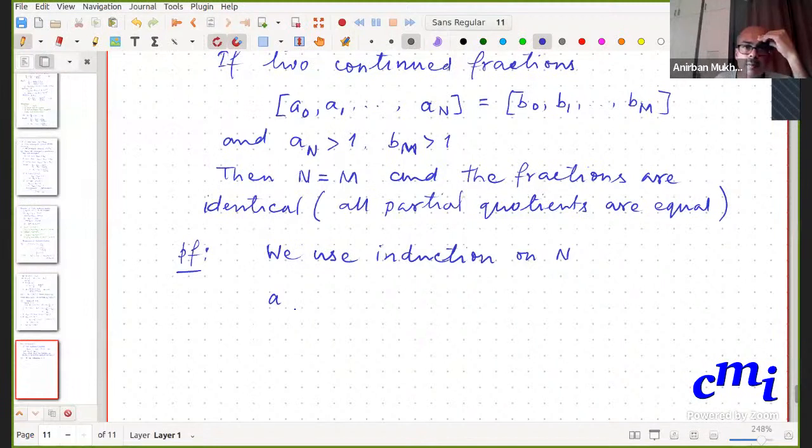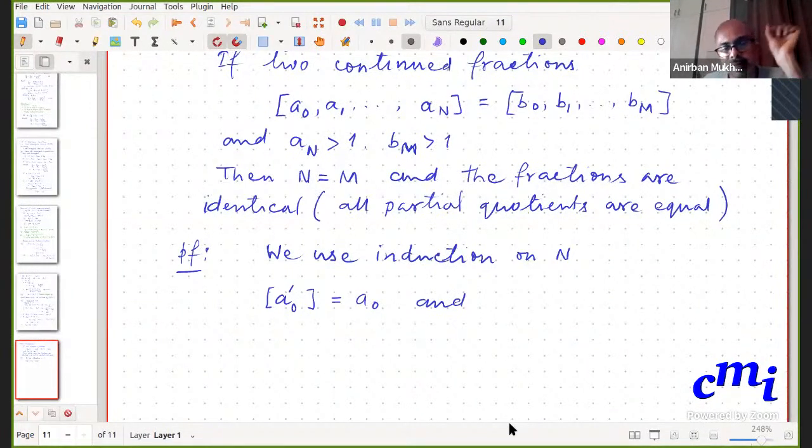So we use the last theorem all the time. So what does it say? It says that A naught dash is equal to A naught, and so the integral part of the nth complete quotient is the nth partial quotient. So an is the integral part of an dash. So you use it for 0.